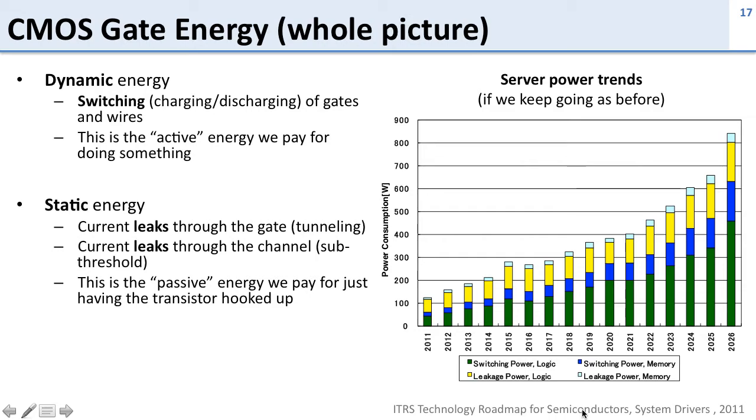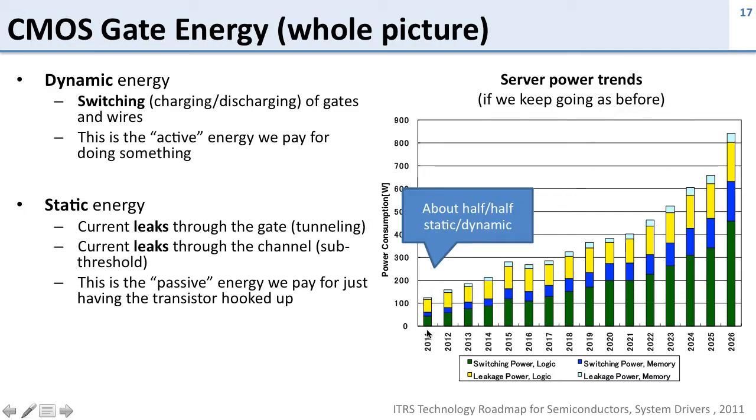This is from the ITRS roadmap. ITRS is an industry group which puts together roadmaps, and their roadmaps are always wrong, but you can get general trends out of them. And this is looking at server power, and this is assuming we don't do radically different things. So we keep changing things as we have in the past. Let's take a look at what this says.